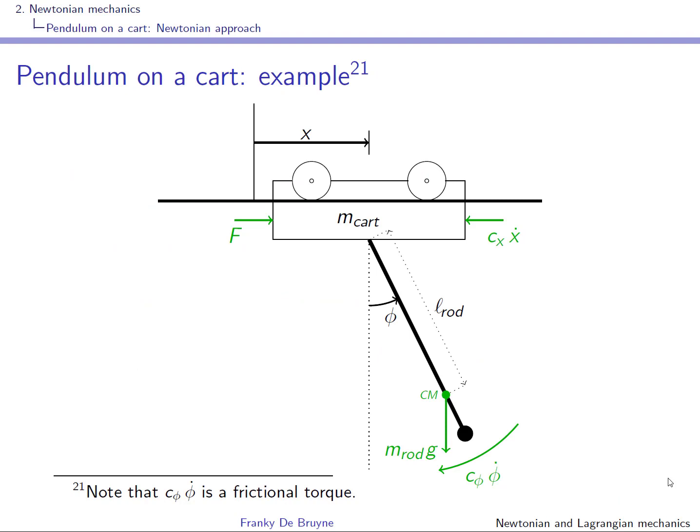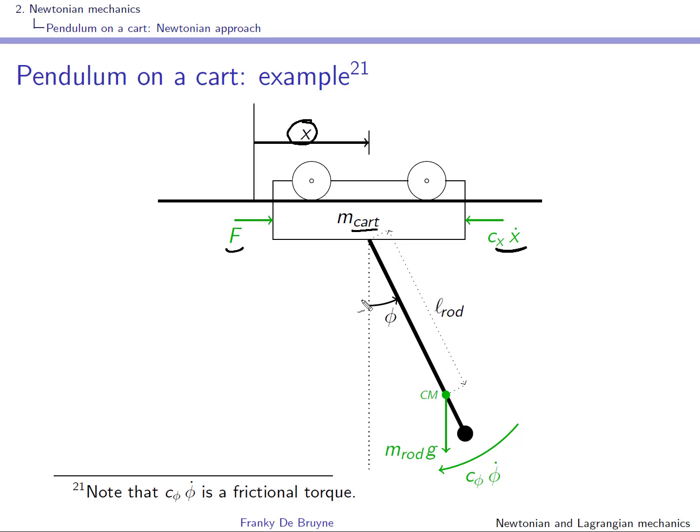Okay, so here's the example that we'll be modeling using this Newtonian approach. Later on in the course we'll also model it using the Lagrangian approach. You have a pendulum hanging on a cart. The cart has 1 degree of freedom. It can travel on a rail, and the degree of freedom, as you can see, is x. There is a force acting on this cart. It has a certain mass, and there is a friction force, right?